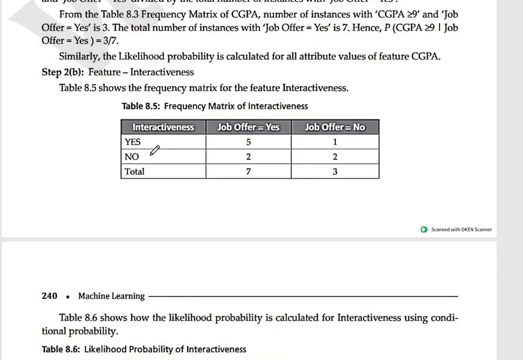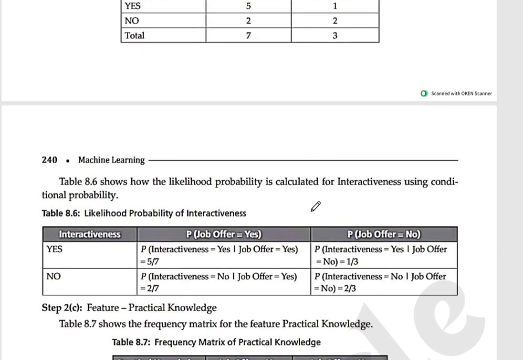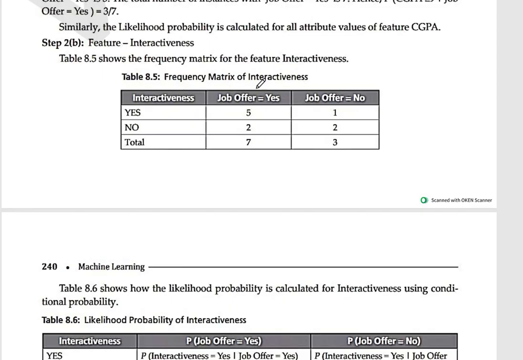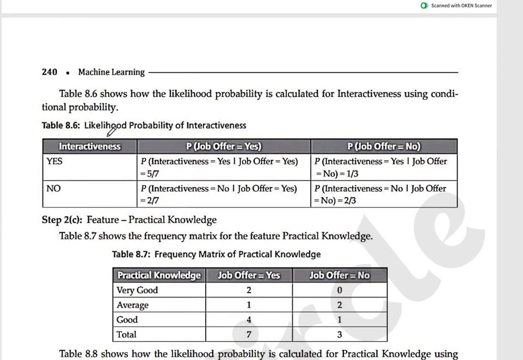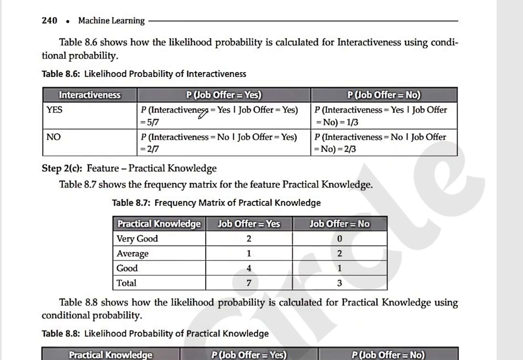Similarly, for the interactiveness class where job offer is equal to yes, there are two instances, and where job offer is equal to no, there are two instances. So adding to the total, yes will be 7 and no will be 3. This will remain the same for all of the features or attributes. This was the calculation of the frequency matrix, and then you need to calculate the likelihood probability of the interactiveness attribute.